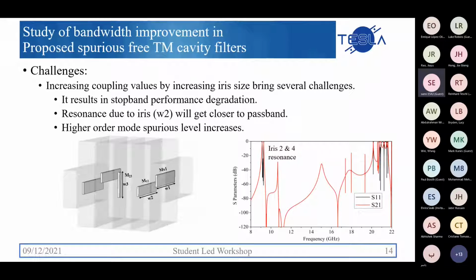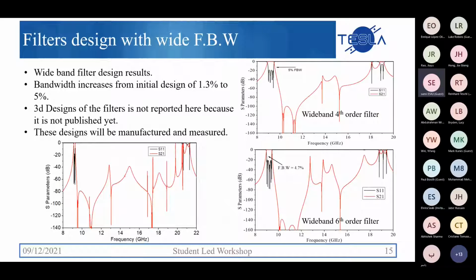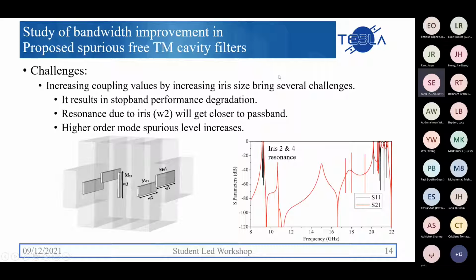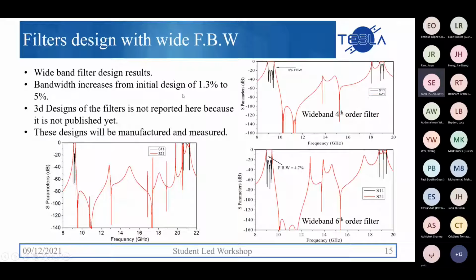However, a new technique was applied to improve the fractional bandwidth of the filter while keeping the same spurious suppression level. Here we can see, as compared to the previous results, where the iris resonance was present around 10.5 gigahertz, with the fractional bandwidth of 1.3%, it has been increased to 5%, and it also improves the upper stop band performance of the filter. In this case, the 3D designs of the filters are not reported here because they are not published yet, and are still under further optimization and investigation.